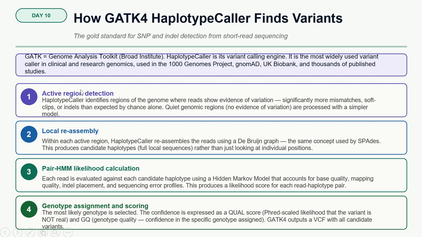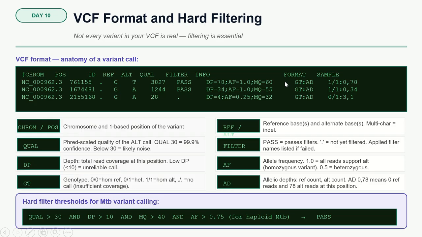There are several features: active region detection, local reassembly, pair HMM likelihood calculation, genotype assignment and scoring, and the likes. As is customary, we are still going to come to this because it might be abstract to us right now. So GATK4 is the gold standard for SNP and indel detection from short read sequencing. You have to note that: short read sequencing, not long read.